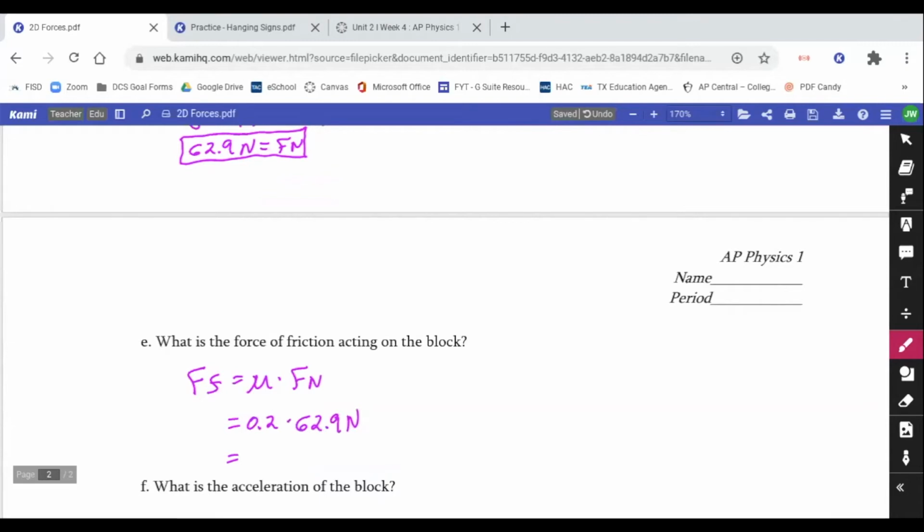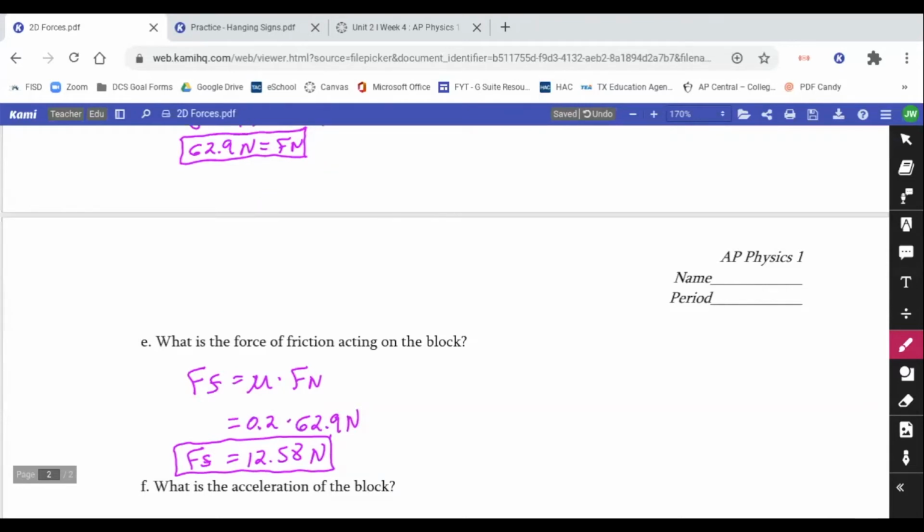If I get anything wrong, I'm going to blame somebody besides me. Just kidding. It's totally my fault. 62.9 times 0.2 gives me 12.58. 12.58 newtons is my force of friction. Let me box this in. Okay. I think we've solved for all the forces: tension in the X, tension in the Y, force normal, force gravity, and force of friction.